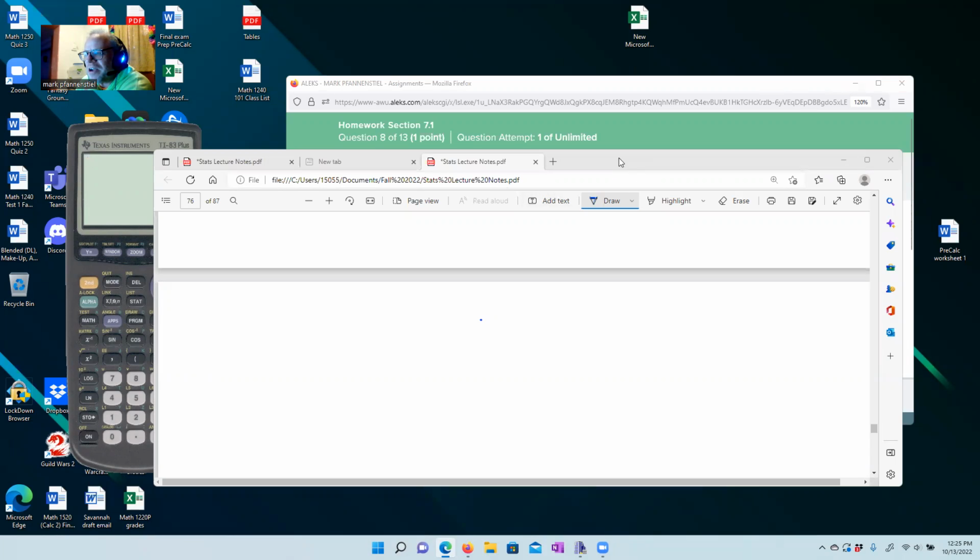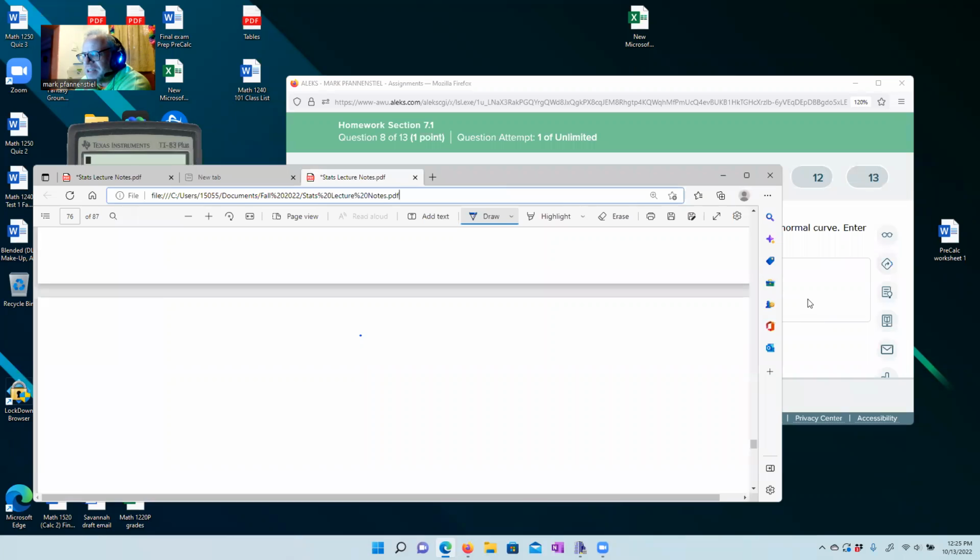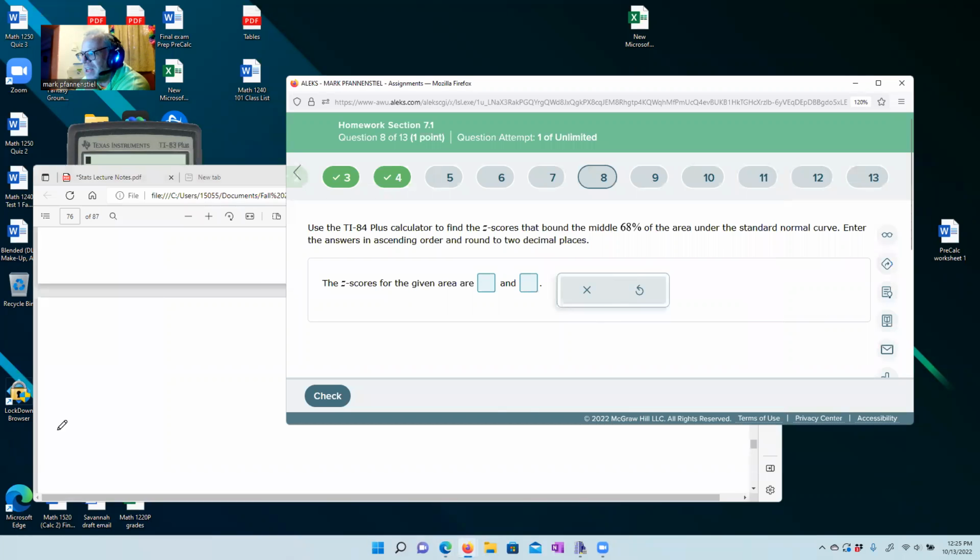So today we're going to be talking about inverse normal distribution, or normal distribution, but instead of giving you the z-values, I'm going to be giving you the probability, and we're going to figure out the z-values from that, okay? So we're going to look at problem number, I guess this is number 8 here.